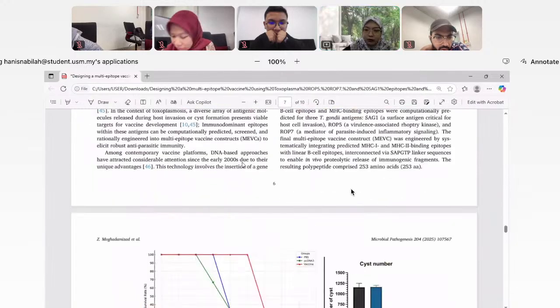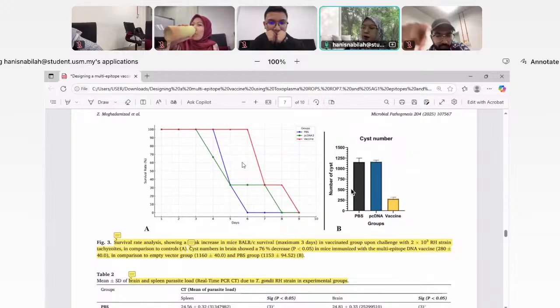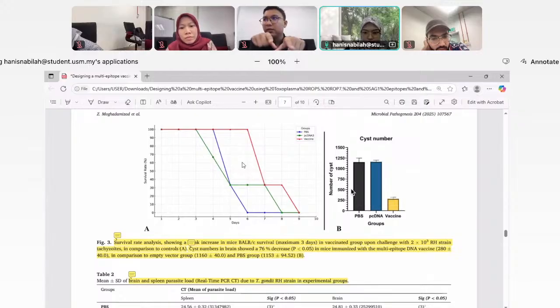But then PRU was the one with the cyst, right? Yeah, the one with the cyst. Okay, so A is for the virulent one and B is for the cyst one. Yeah. There's a bit of difference between PBS and pcDNA, in the survival.